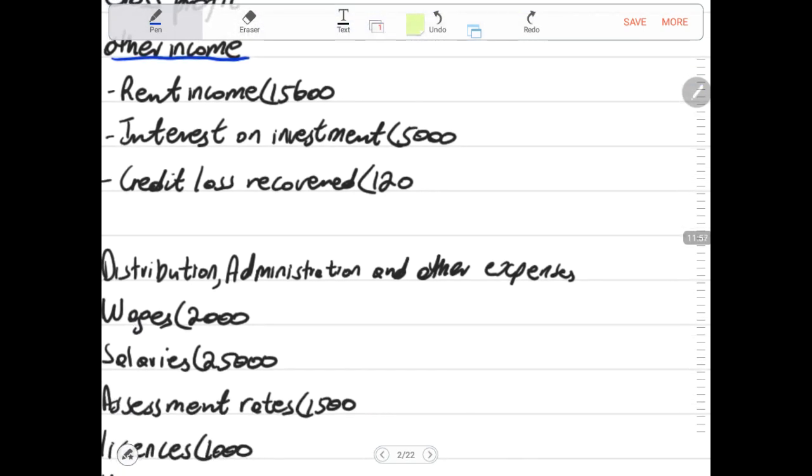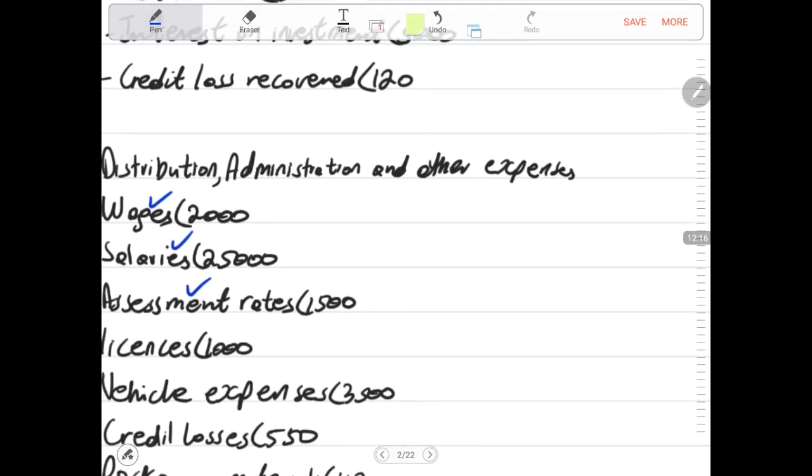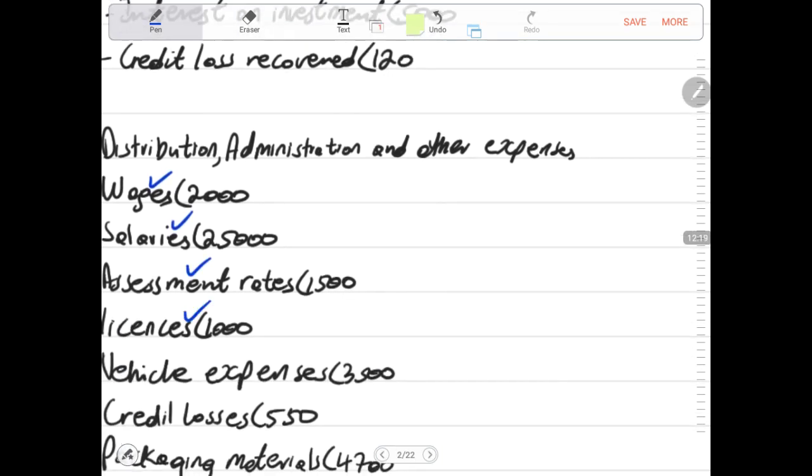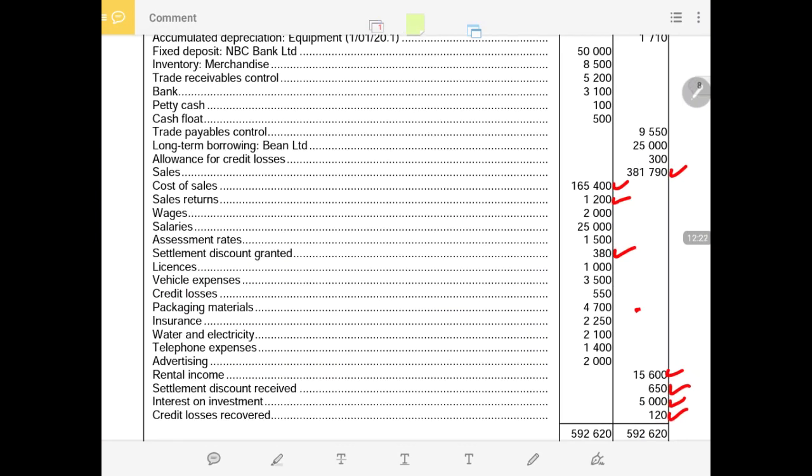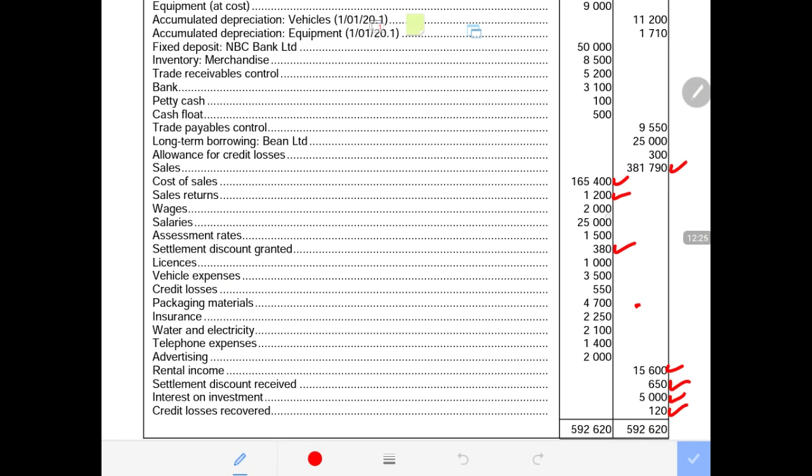Then after we go to our expenses, you can have a heading here that says expenses, but we list our expenses by names. It's distribution expense, administrative, and other expenses. So that means these expenses are for these three categories. We have our wages, salaries, assessment rates, and licenses. I just want to take all those ones and you see them. We have wages, there the amount of 2,000, salaries, assessment rates, we have licenses, 1,000. Remember, the 380 is for the settlement discount, and we have accounted for that, 1,000.